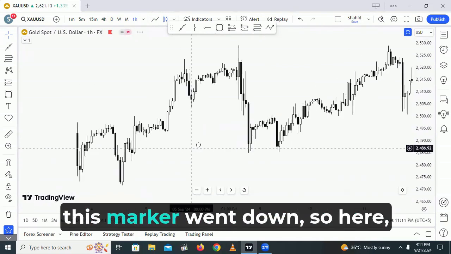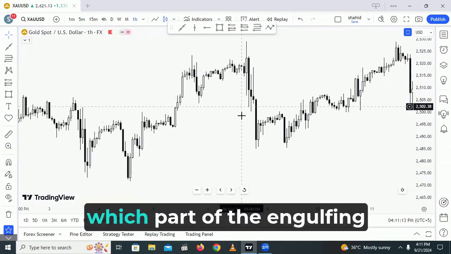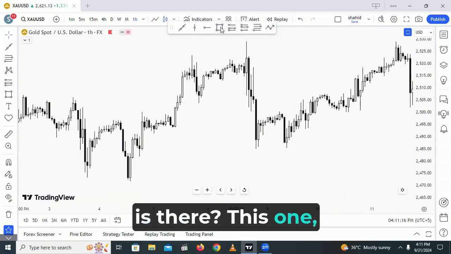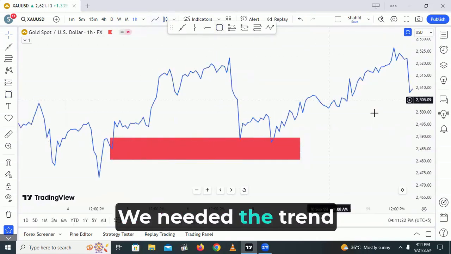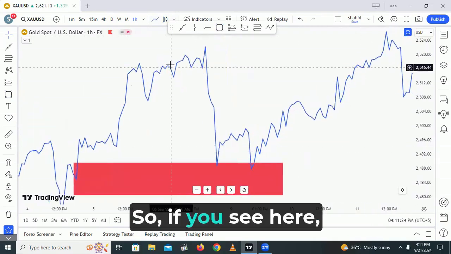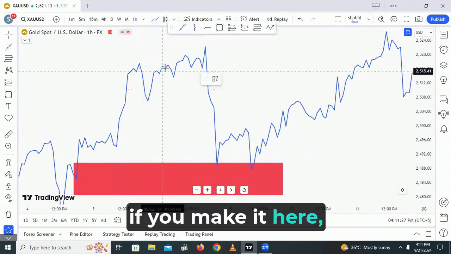Now look, this market went down. So here, if you see which part of the engulfing is there, this one was there. So which confirmation did we need? We needed the trend line confirmation. So if you see here, this and this, if you make it here, it will be made here.